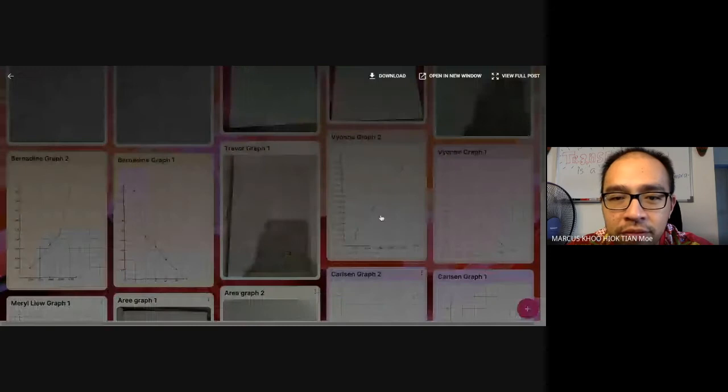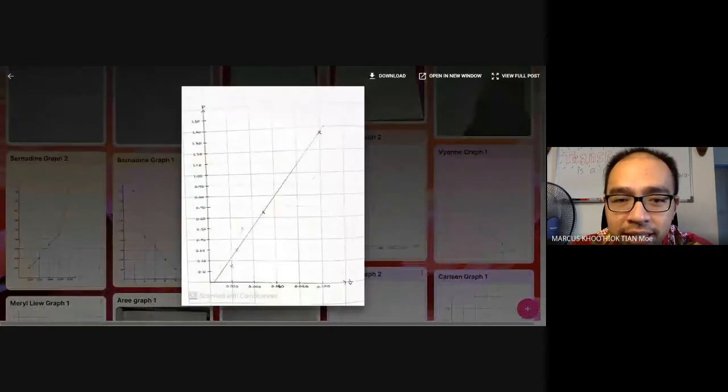I want to congratulate Vion for getting this correct. This is the correct graph, number one, for the P against 1 over V graph. Congratulations to you, Vion. Now, why is this correct? Because this is what we call the best fit graph. A best fit graph is a straight line graph that can touch almost every dot, but whichever dots it doesn't touch must have an equal number on each side.